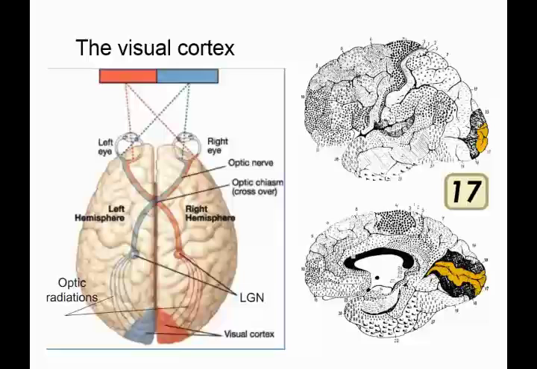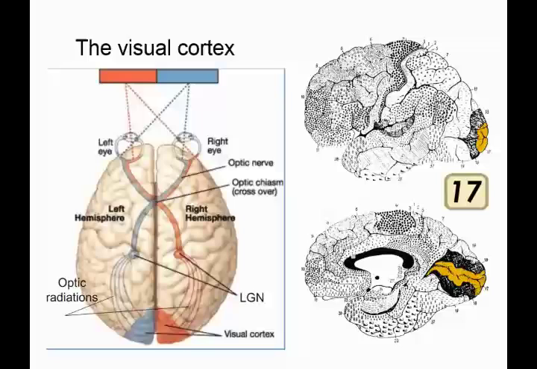In terms of the Brodmann areas, where the fibers from the LGN end, that's what's called primary visual cortex. On the side view here it is number 17. If you cut it through, it goes a little bit further in.